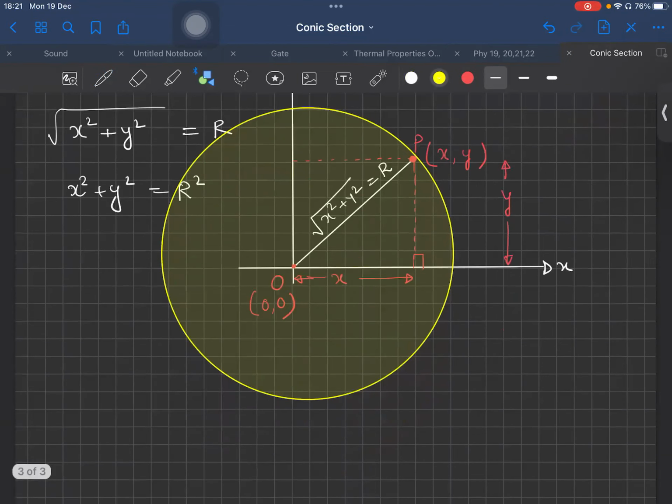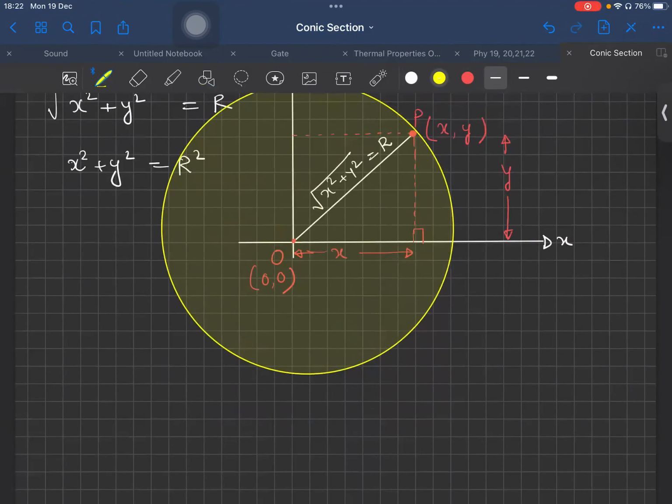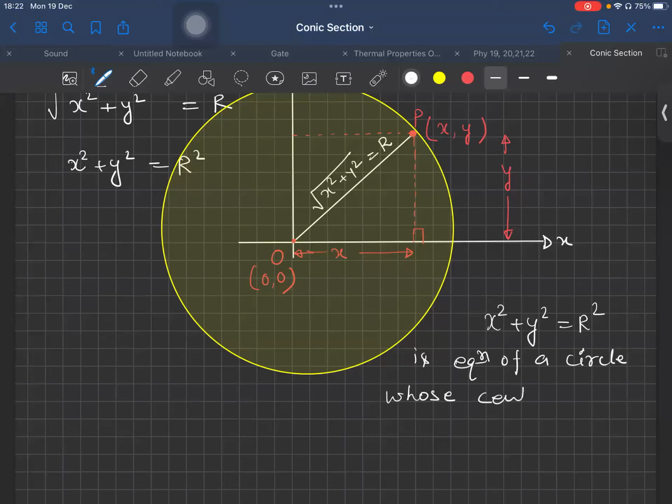Okay, this will become a circle whose center is the origin. So x square plus y square is equal to r square is the equation of a circle whose center is at origin (0, 0), okay, and has a radius of r. Is it clear? Is it clear to you guys?